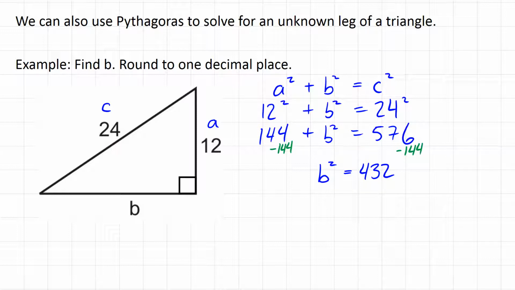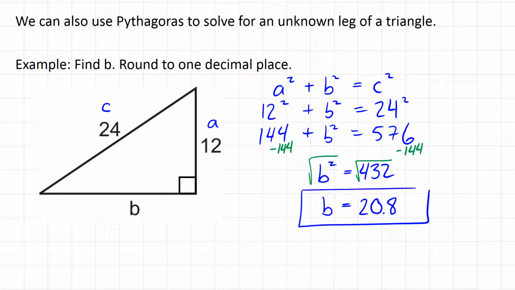Well, now I'm at the point I got to before, and I have B squared. If I want to get rid of that square, I take the square root, which means B is equal to the square root of 432. And I'm told to round to one decimal place, so that would be 20.8. And I don't have any units, so I'll leave it as a unitless number. But if I had units in the picture, then I'd have to include units in my final answer.